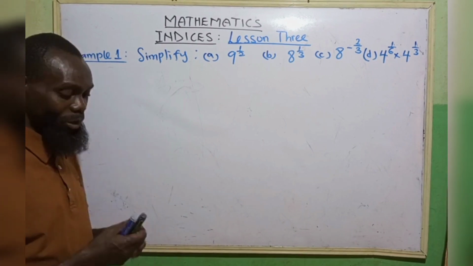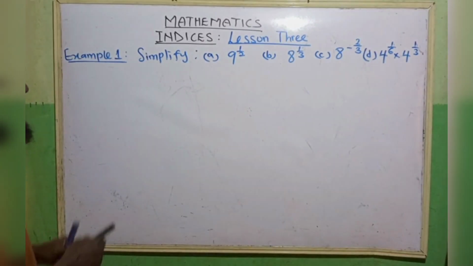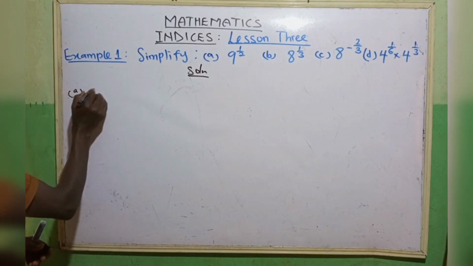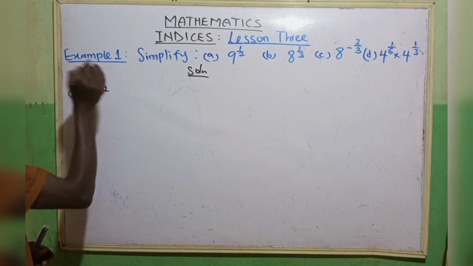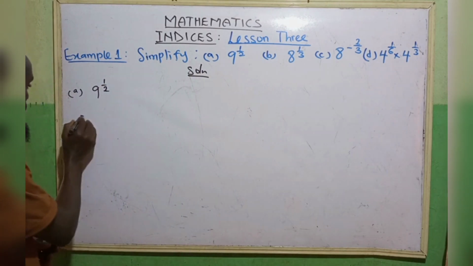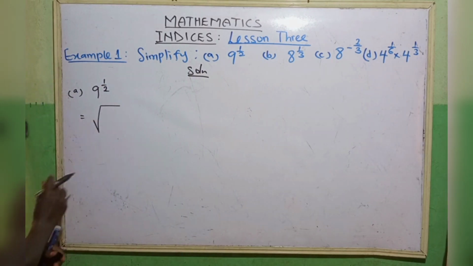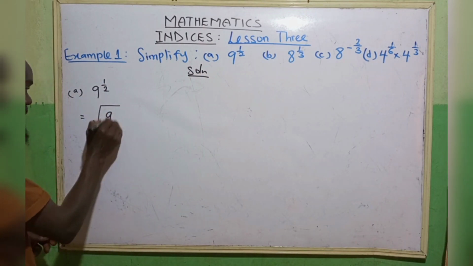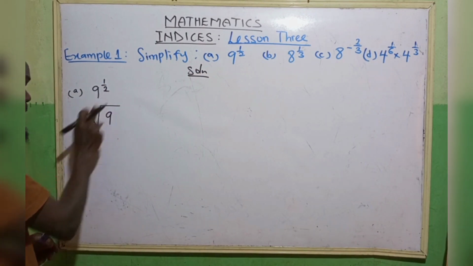Now, example 1, you want to simplify this. The first one, 9 raised to power 1 over 2. Don't forget, it's going to be equals to the square root of, draw your square root first. Then this 9 will be in this cup. This 2 here is supposed to be here.